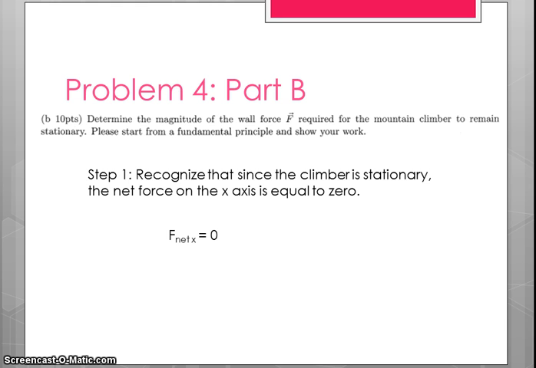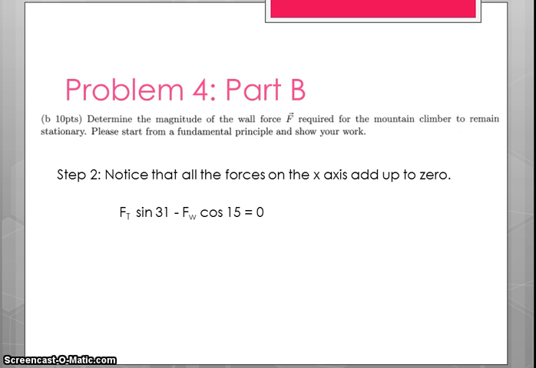Part B. Determine the magnitude of the wall force required for the mountain climber to remain stationary. Please start from a fundamental principle and show your work. Step 1. Recognize that since the climber is stationary, the net force on the x-axis is equal to 0, which is similar to what we just did in Part A, but that was for the y-axis. But here the net force, F net of x, is 0. And then you notice that all the forces on the x-axis add up to 0.